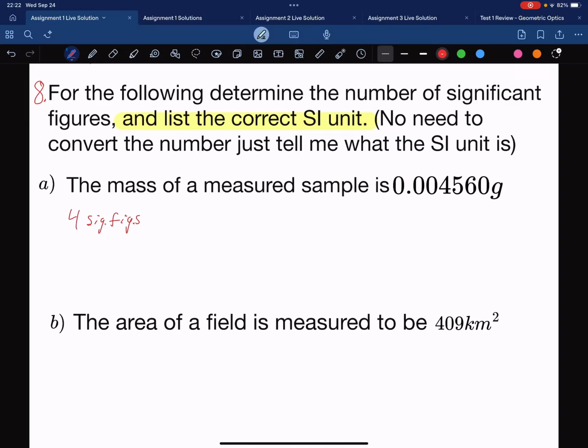And here we have grams as our unit. The SI unit, I should say the word unit. Unit for mass, that is what grams measures, is the kilogram, or kg.